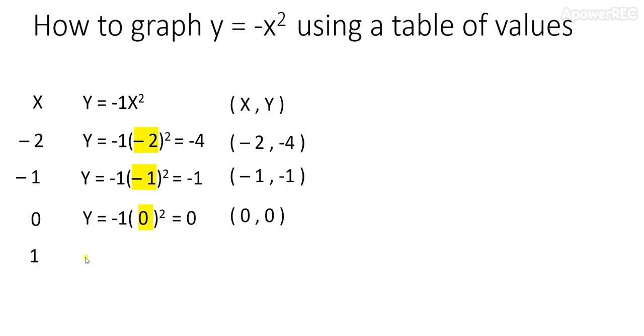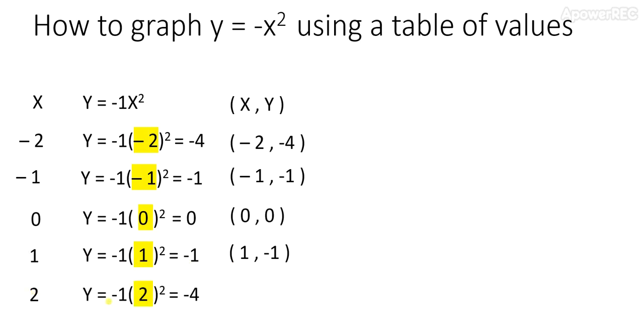Next, we have 1, and the y output is negative 1 times 1 squared, which is 1 times negative 1, which is negative 1. And we have the xy pairing of 1, negative 1. And lastly, we have 2 for x, so y equals negative 1 times 2 squared. So 2 squared is 4. 4 times negative 1 is negative 4, and hence the ordered pair is 2, negative 4.